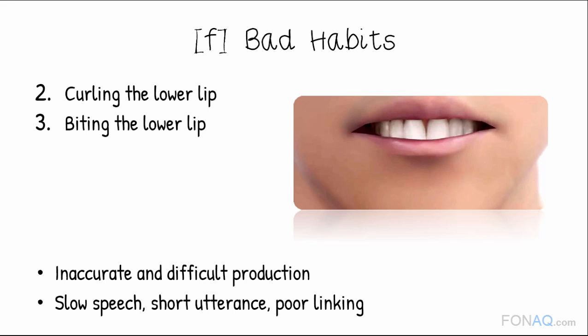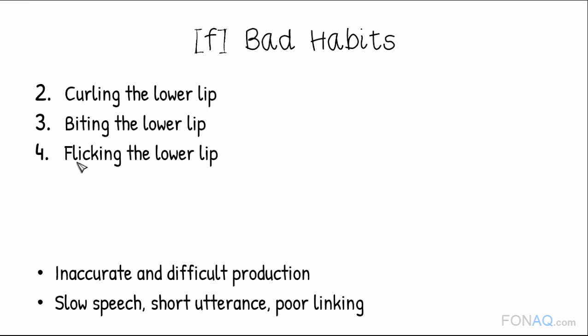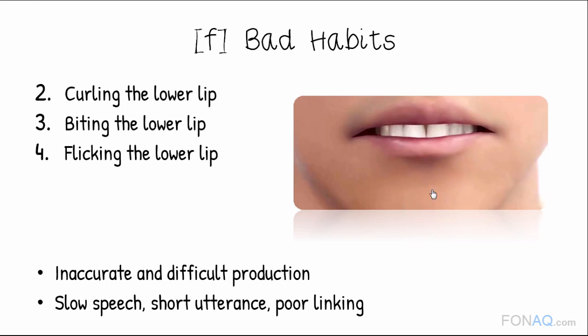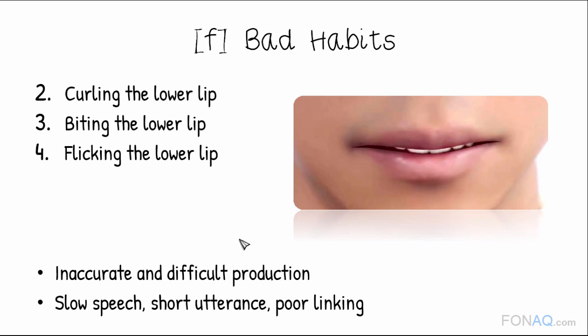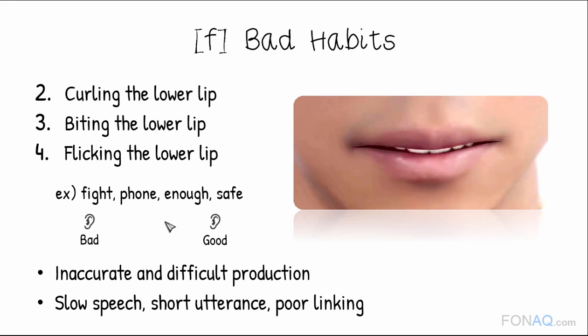Now, since it's hard to blow with this form, some of us resort to bouncing out or flicking the lower lip. And this leads us to bad habit number 4, flicking the lower lip. Flicking refers to bursting air out quickly by uncurling your lower lip. Looks like this. It feels similar to spitting or coughing. Listen to some examples spoken with the bad forms 2, 3, and 4, and then with the good form.